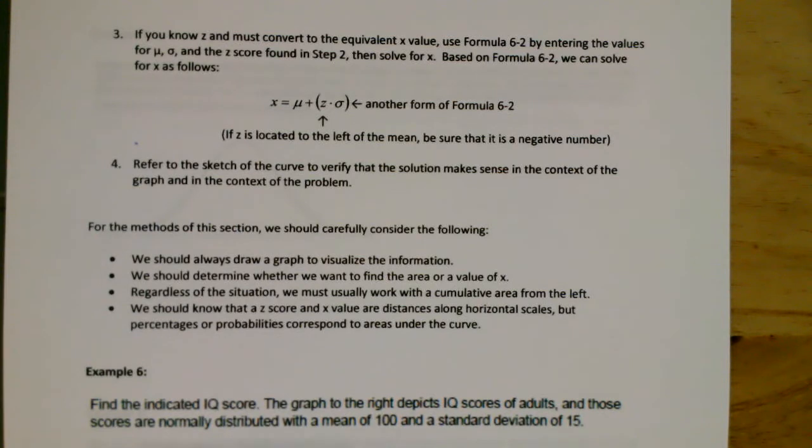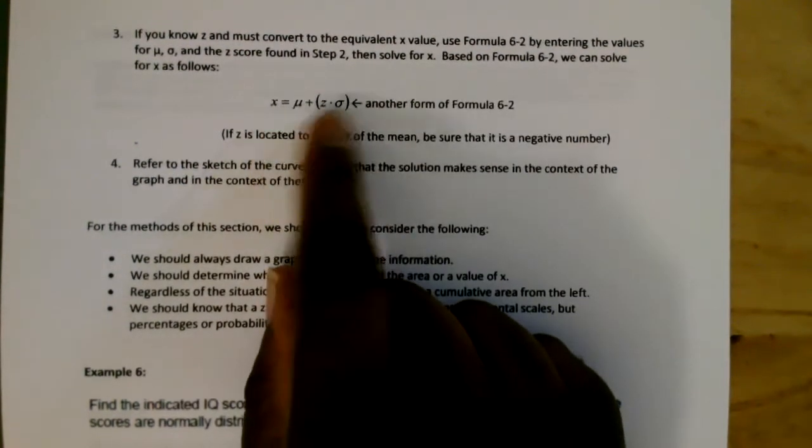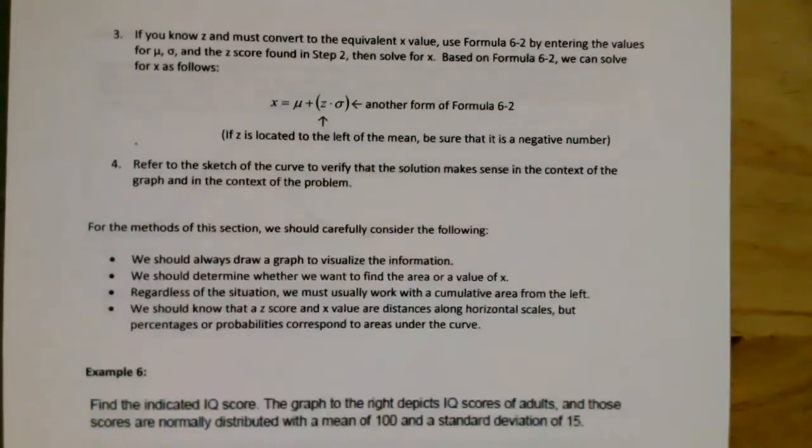They did this algebraically to get x by itself. And if z is located to the left of the mean, be sure that it is a negative number. And do keep in mind you can have a negative z value or a positive z value. And this is the formula we'll use to find out what our x values are going to be. And then refer to the sketch of the curve to verify that the solution makes sense in the context of the graph and in the context of the problem. Okay.